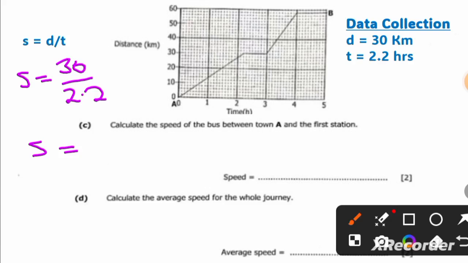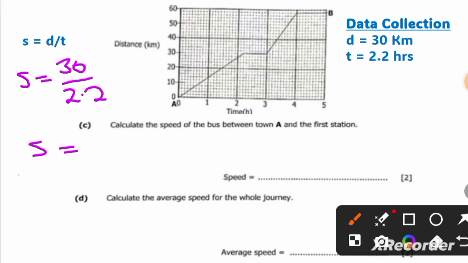I'm trying to use my calculator, I can't find my calculator.